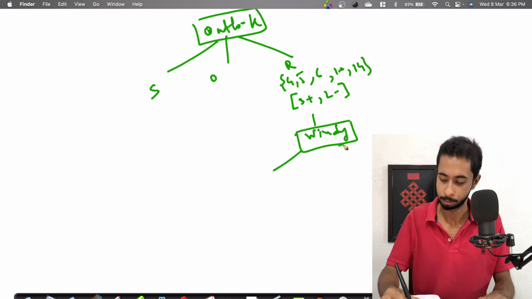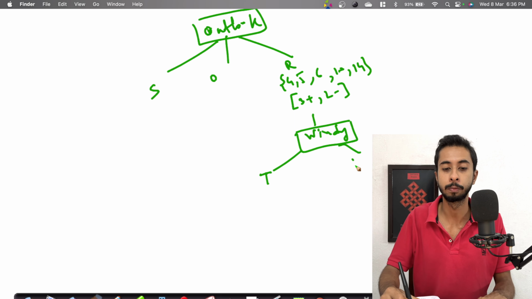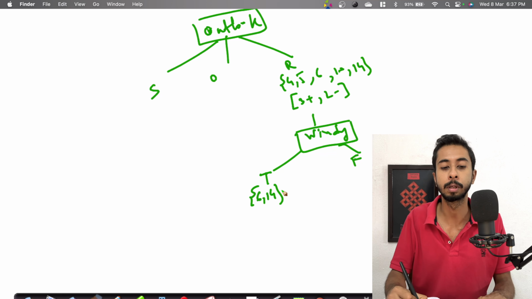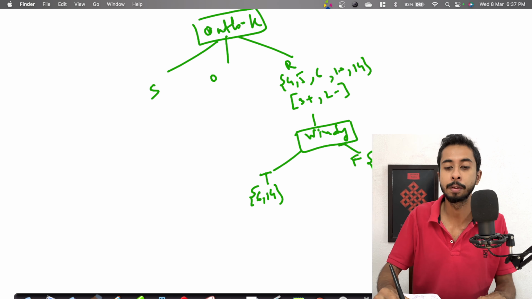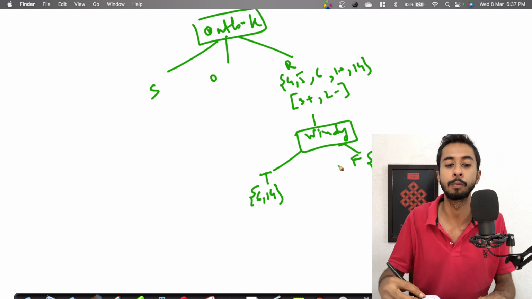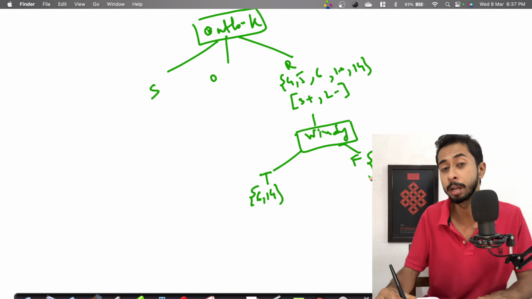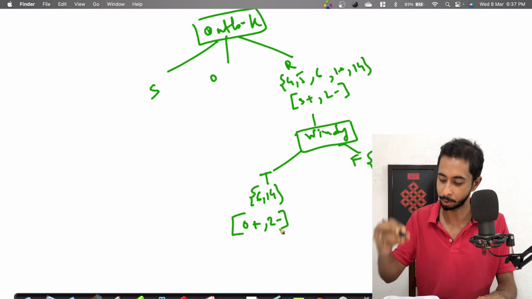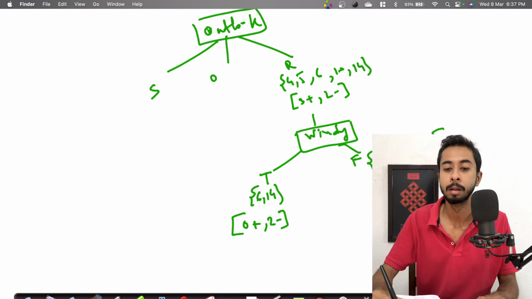Now windy has two parts, one is true, another is false. It is windy or not. And on true we had how many data? 6 and 14. These are the days. And for false we have 4, 5 and 10. These are the days on which we had windy as false. Now how many data points do we have here? 0 positive points and 2 negative points in true, and 3 positive points and 0 negative points in false.